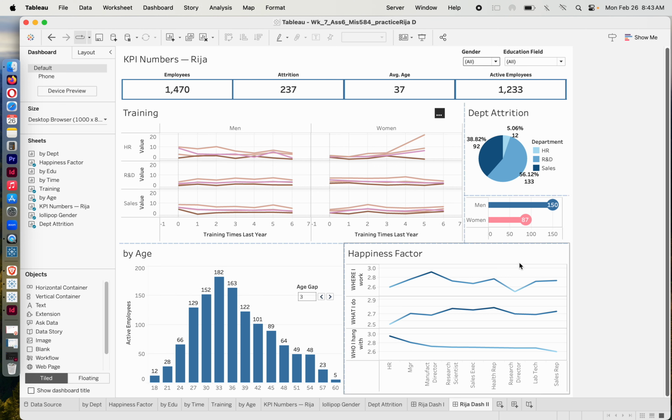And I did a lollipop chart on this one just for fun, but you can see that the difference between men and women is huge, so you'd want to look into that. And again, right up front by department, you can see that it's the R&D that's like the greatest attrition rate, and then sales, and it's men. So that would help you have a target of who you'd want to give attention to if you wanted to keep those stats.